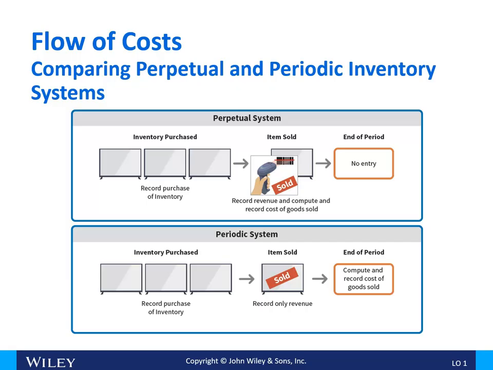Here's a graphic of the two systems. Under perpetual, you're going to record the purchase of inventory when you purchase it. Each time you sell an item, you're going to record revenue and compute and record cost of goods sold. At the end of the period, you shouldn't have any entry. Under a periodic system, the purchase of inventory is similar. When you sell the item, you're only going to record the revenue portion. You're not going to record the cost of goods sold portion. Then at the end of the period, you have to do a calculation to figure out what the cost of goods sold is and do the entry to record it.